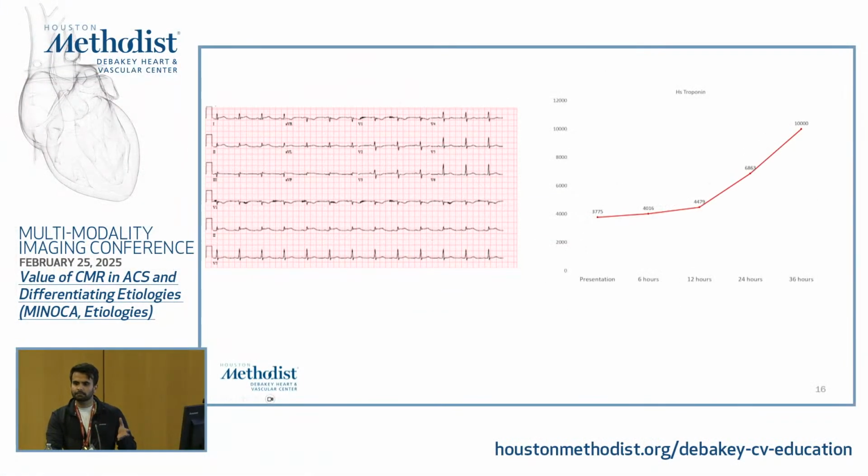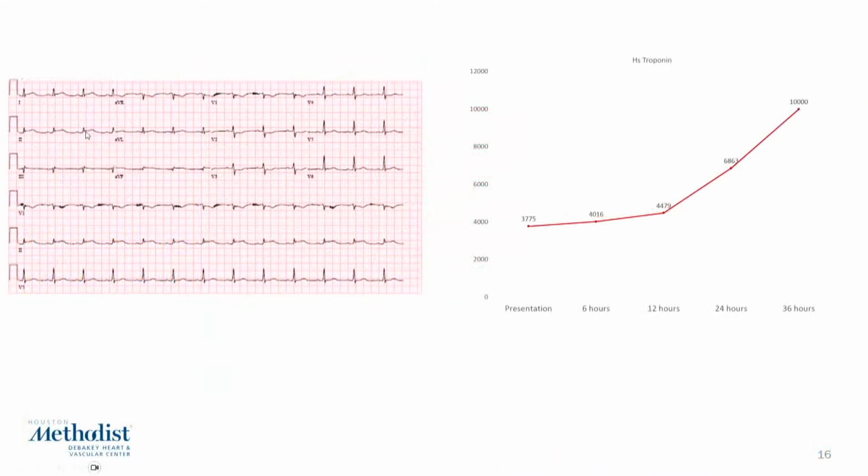Now, the patient at baseline had low voltages, but even in a low voltage EKG here, you can clearly see minor ST elevations in 2 and aVF for sure. 3 is kind of hard to see. But this, coupled with the fact that the patient's high sensitivity troponin started off at 3775, after the cardiogenic shock, skyrocketed in the next 36 hours to about 10,000.